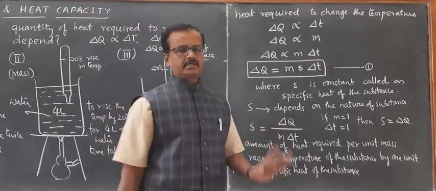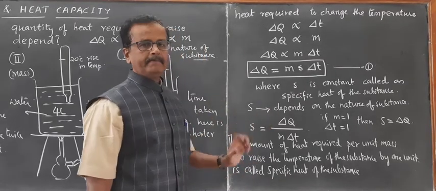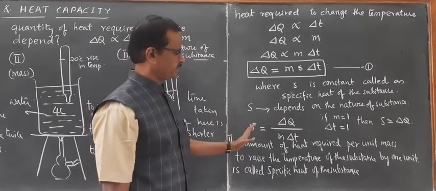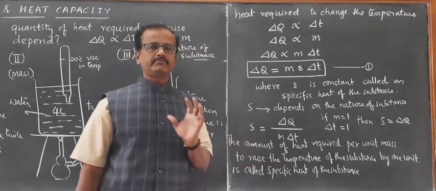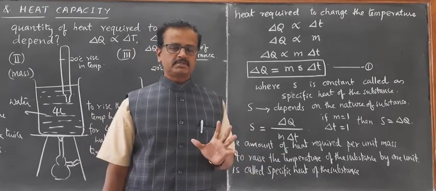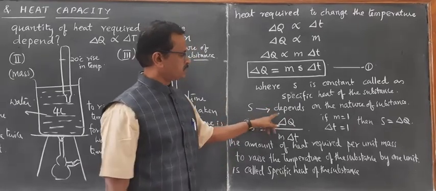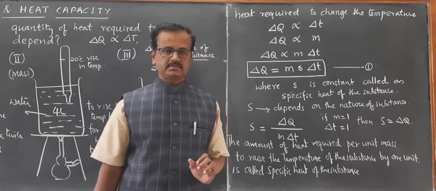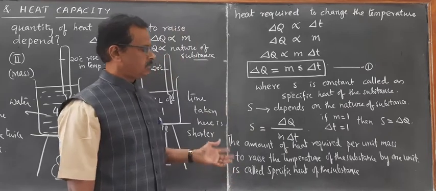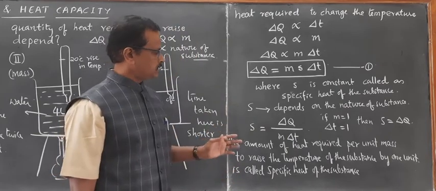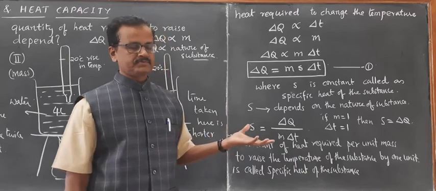It is a characteristic constant for a given material. Specific heat is a characteristic constant for a given substance. It differs from substance to substance. That's how we have written that specific heat depends on the nature of the substance. Okay. Now I will write some of the values of specific heat.